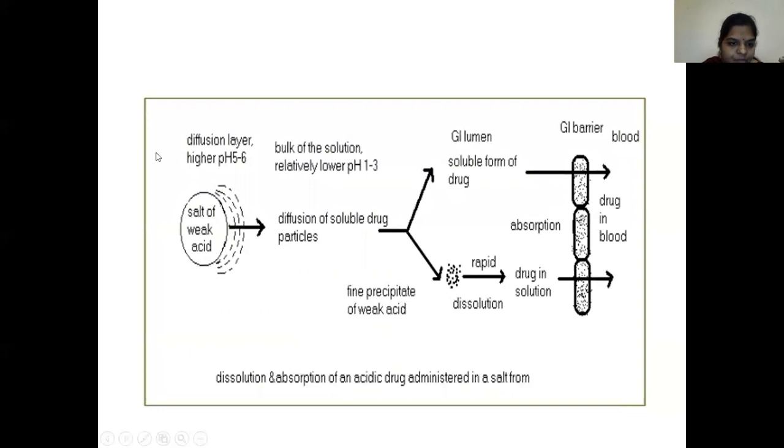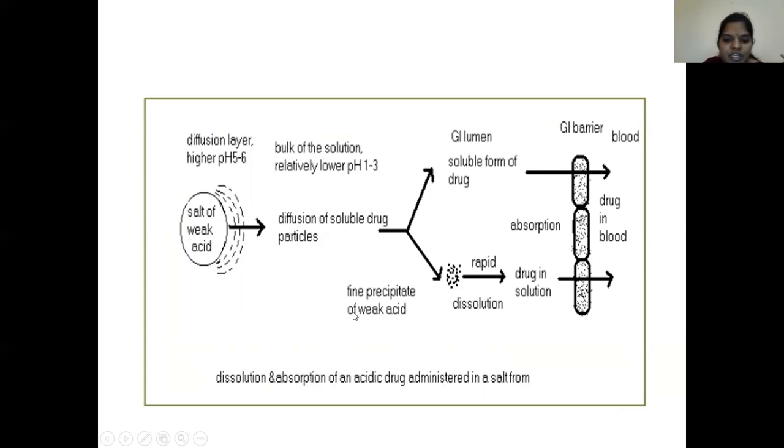This is the salt of a weak acid. See, the diffusion layer has a higher pH of 5 to 6, then the bulk of the solution has a relatively lower pH of 1 to 3. This is the acidic condition, right? The salt of the weak acid will diffuse the solubilized particles. See, these are the fine particles and this is the solubilized form of the drug, and this enters into the systemic circulation, and these fine particles will undergo rapid dissolution. Then the drug enters into the systemic circulation, that is nothing but your plasma.